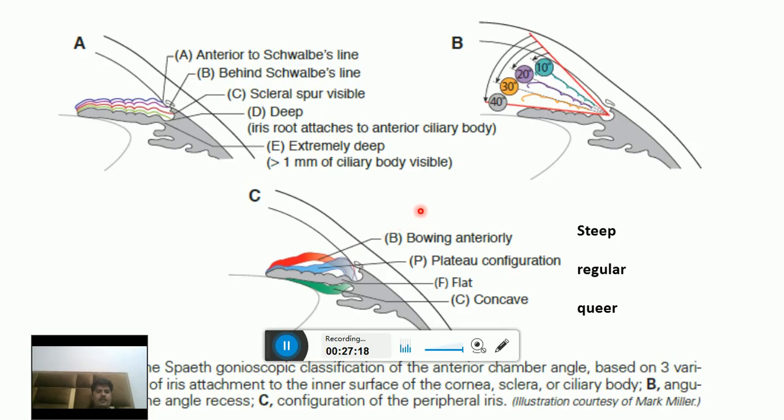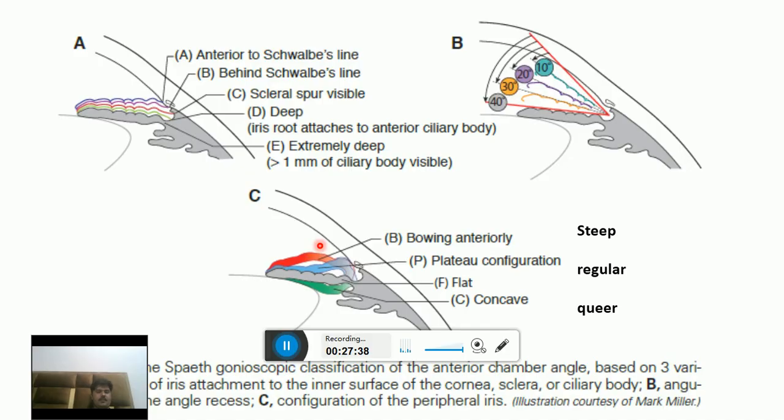Angular width is the estimated angle between a line tangential to the trabecular meshwork and a line tangential to the surface of the iris about 1/3 of the way from the periphery. The angle is expressed in degrees: 10 degrees, 20 degrees, 30 degrees and 40 degrees.